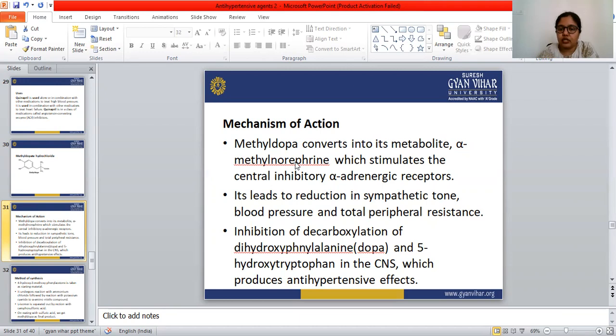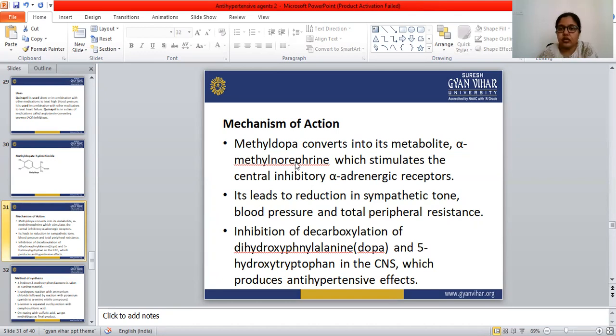Inhibition of decarboxylation of dihydroxyphenylalanine, that is DOPA, and 5-hydroxytryptophan in the CNS produces the antihypertensive effect. So when the decarboxylation of these two decreases in the CNS, that produces the antihypertensive effect. This is the mechanism of action of methyldopa.